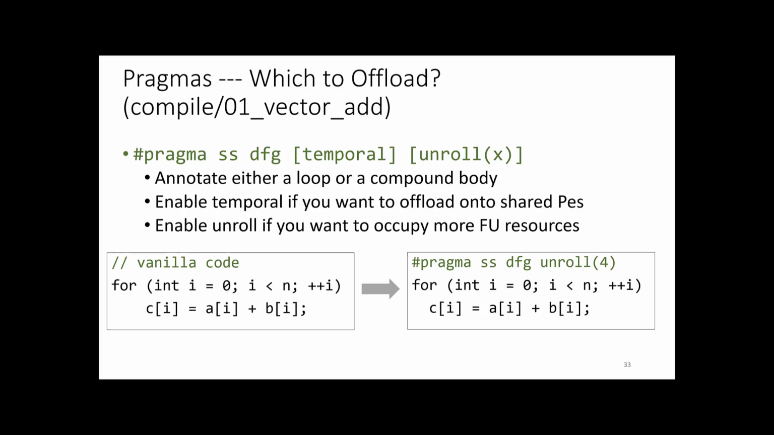With a temporal pragma, they will be mapped onto the shared piece. And another is a syntax sugar, unrolling. Unroll allows you to just give it a number to tune the FU resource occupation on the spatial architecture. Here we just give it by 4. You can just follow the annotation on this slide and type it in.